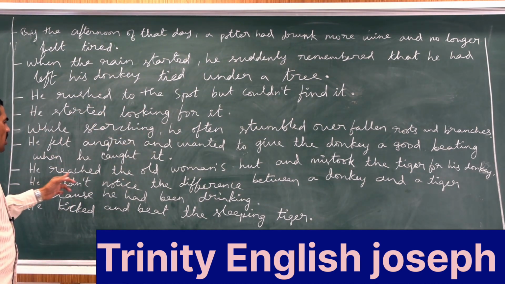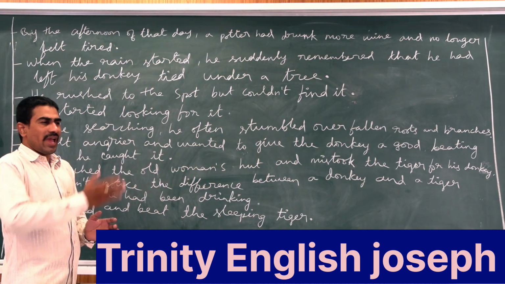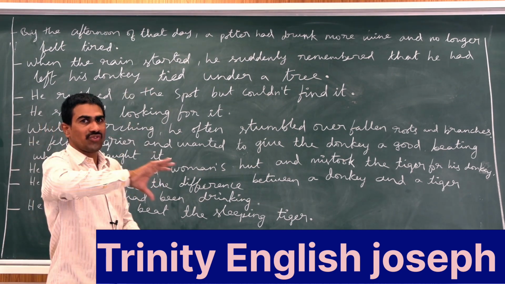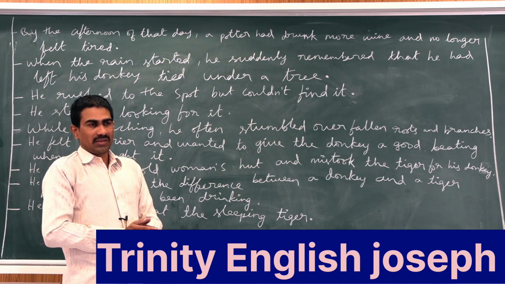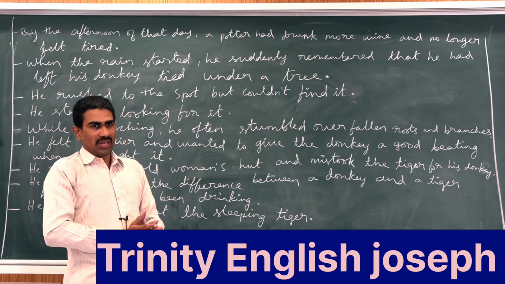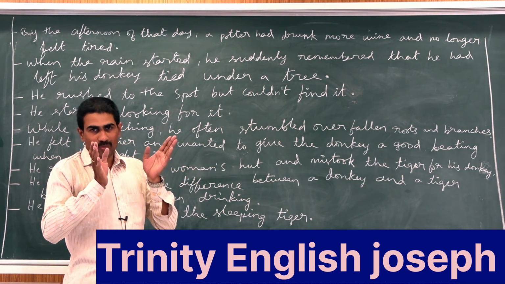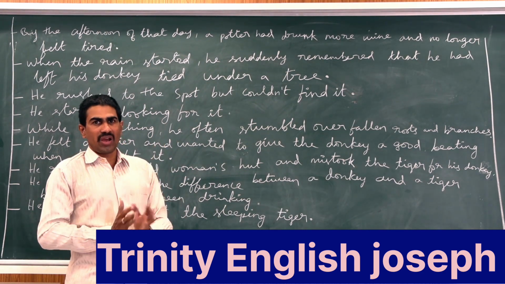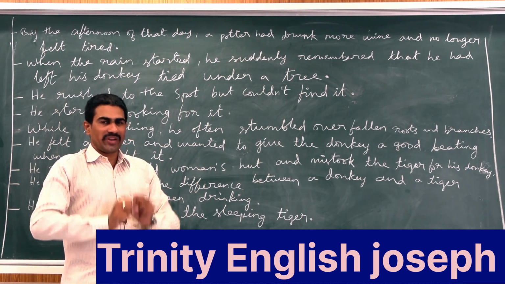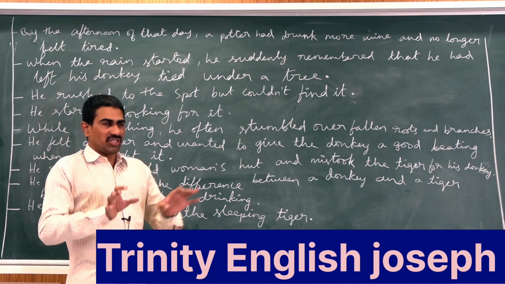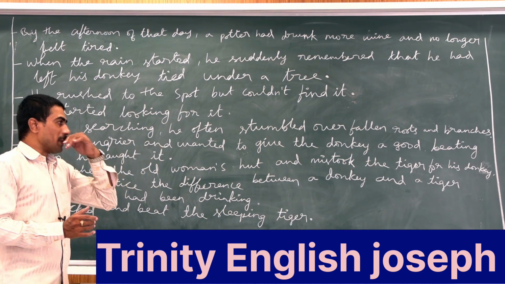Next, he reached the old woman's hut and mistook the tiger for his donkey. In the process of searching for his donkey, he reached this old woman's hut and it was very dark. He found an animal lying there near the door, and because he was drunk, he couldn't notice, and moreover it was very dark. So he just looked at the tiger and mistook it for a donkey, and then he wanted to take it.